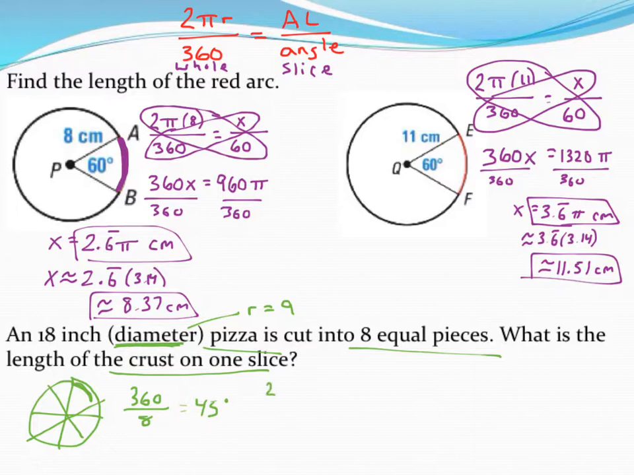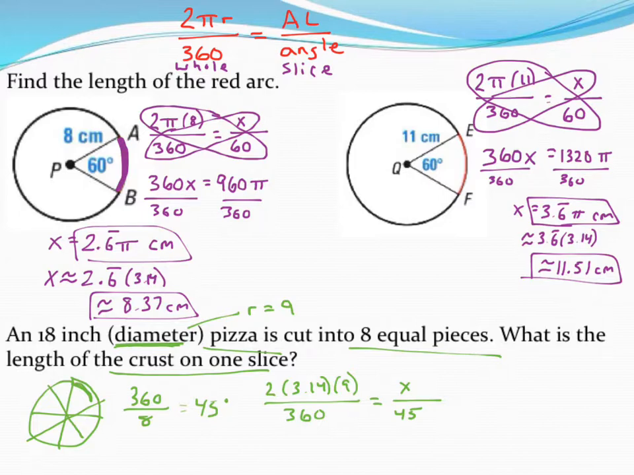So let's use all that information now to find the arc length of one slice of pizza. I'm going to just get an approximate answer for this one. So 2 times 3.14 times my radius, which is 9, over 360, because that's the entire pizza, the entire circle, would equal x, the arc length that I'm trying to find, over 45 degrees, the angle of the slice that I'm given.